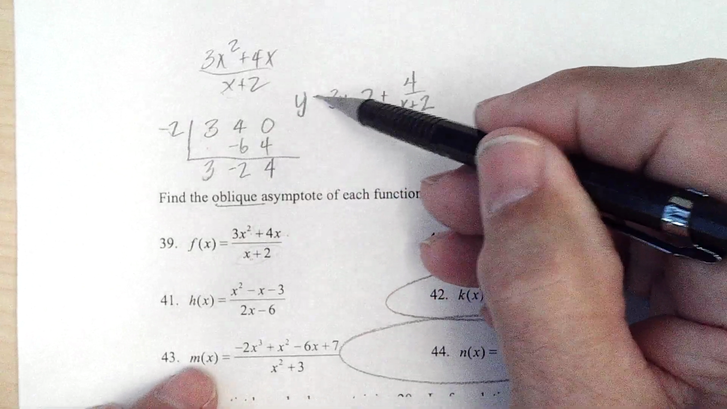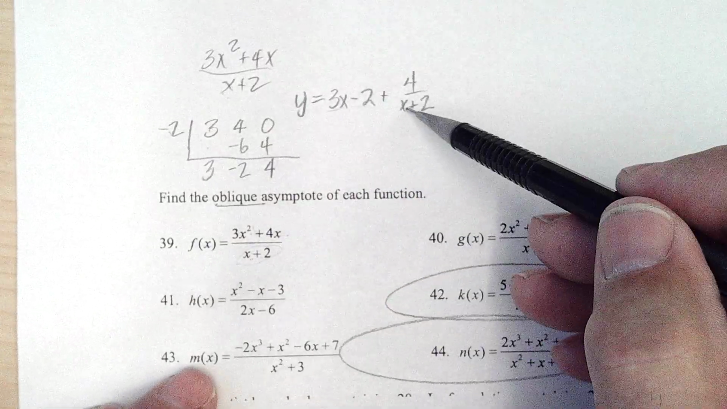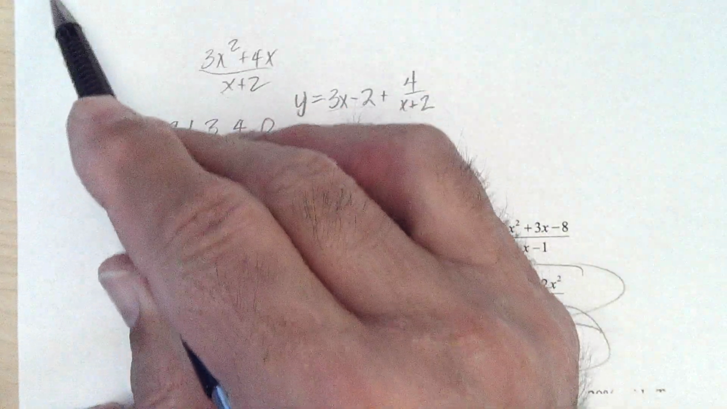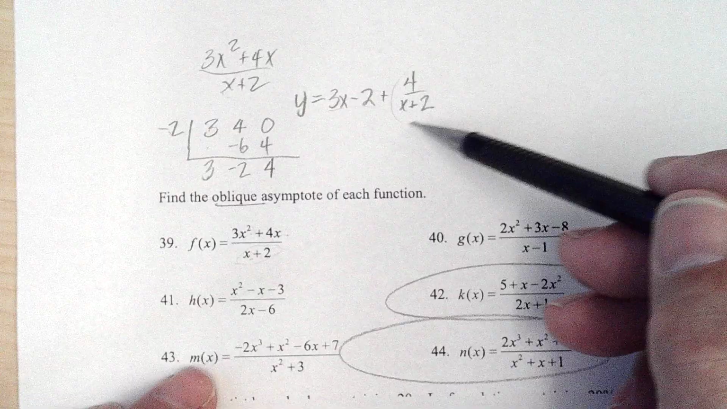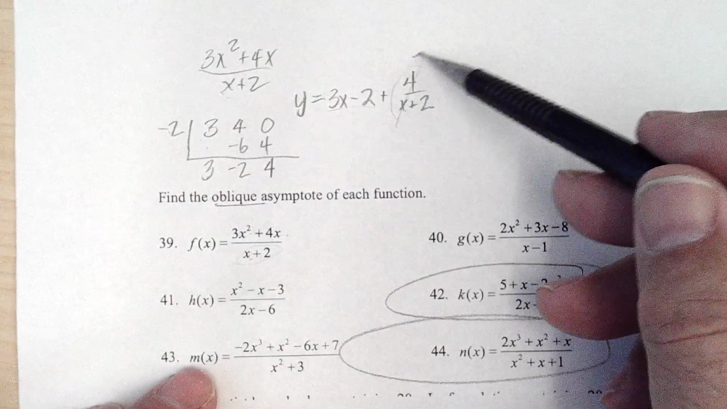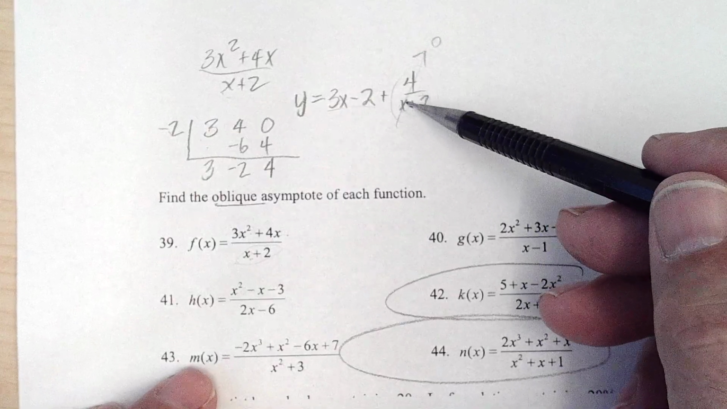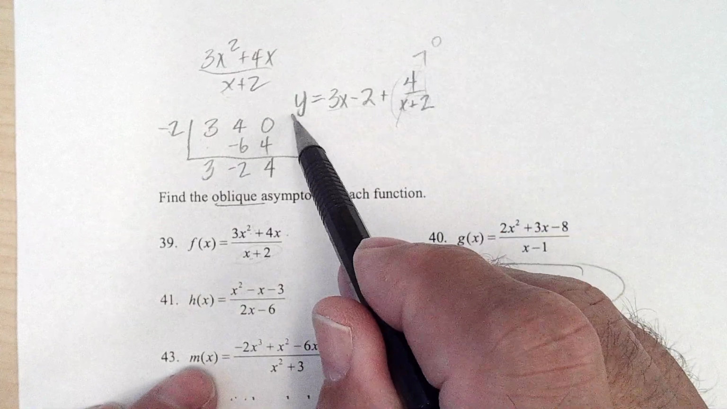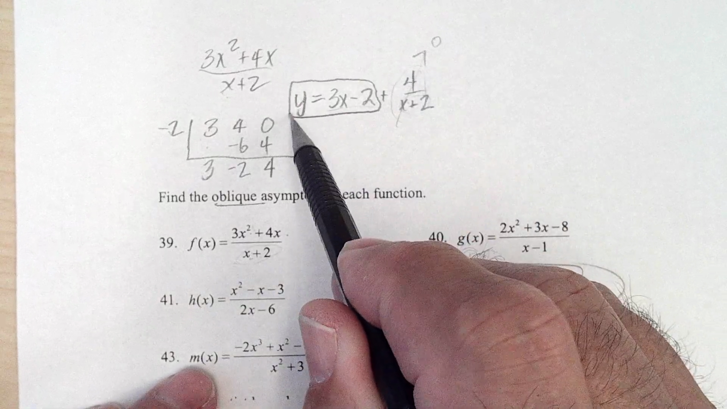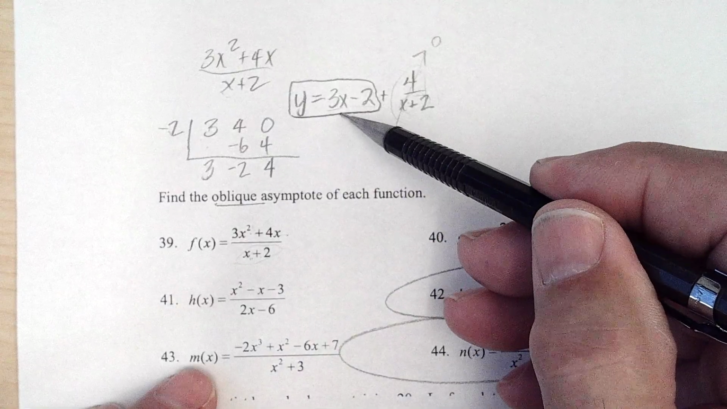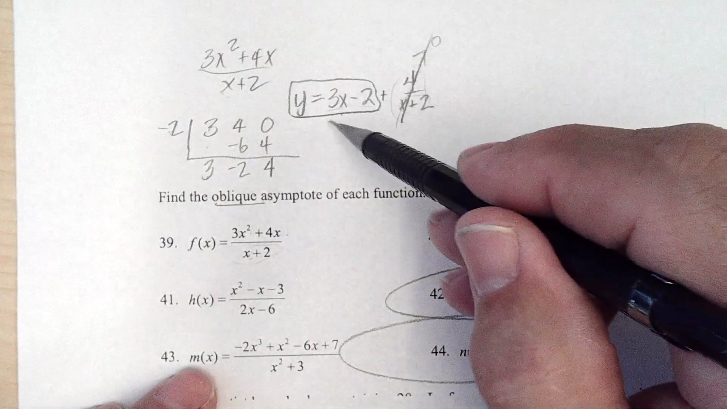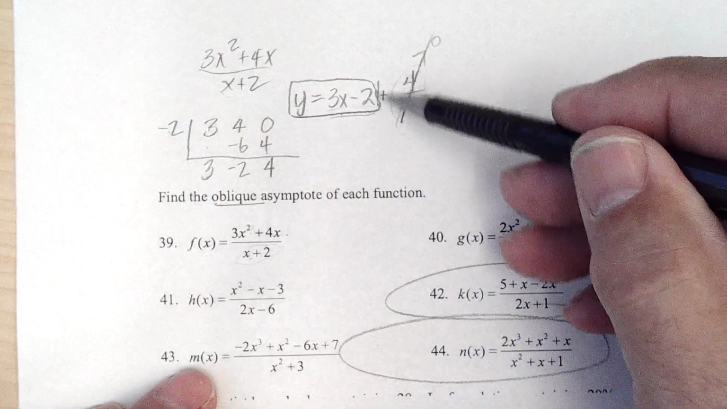Well, as x gets really large, when we're looking for end behavior and we're going way to the left or the right, this fraction goes to 0. The denominator gets very big, the numerator stays 4, and it goes to 0. And there's what the line is that you have. That's the oblique asymptote. You don't even have to know the remainder, just up to where the constant is.